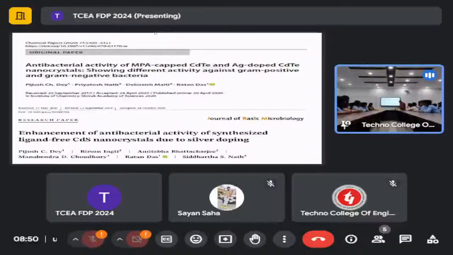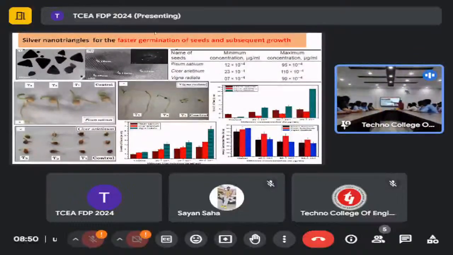Okay, these are some papers that we have published. Here I want to say that silver nanoparticle has been found to show a faster germination process and faster growth process of some seeds.